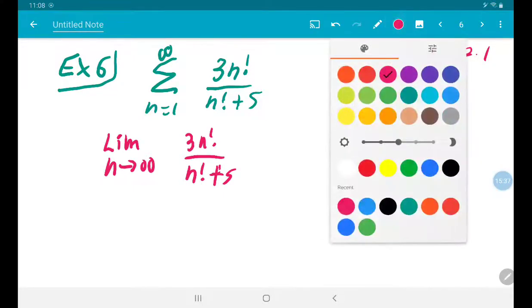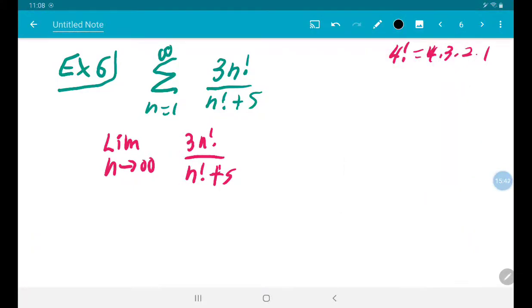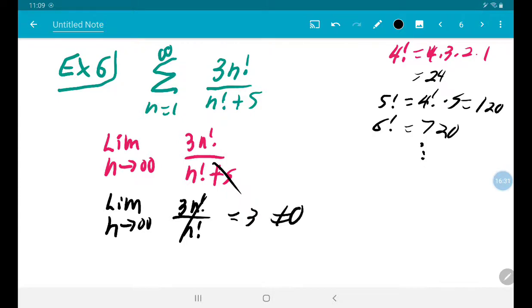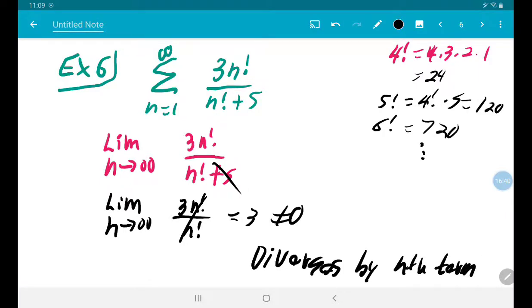A little thing I can tell you about factorial is that when you do this, numbers get really big really fast. Like 4 factorial, if I were to multiply this out, would be 24. 5 factorial would be 4 factorial, but times another 5, which makes 120. 6 factorial is 720, and it gets really big really fast. So this 5 I would regard as insignificant. Factorials get way bigger faster than adding 5 does. So then I get the limit as n approaches infinity of 3n factorial over n factorial. Factorials cancel, I get 3. More important than that I get 3 is what I don't get. I don't get 0, which means my series diverges by the nth term test.